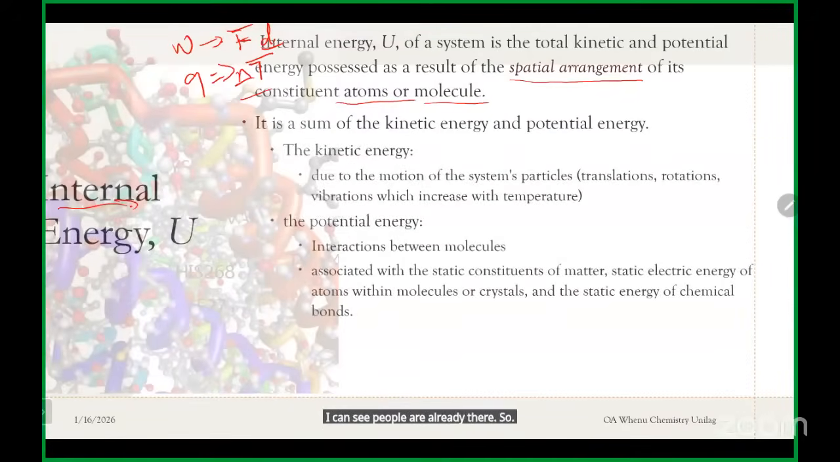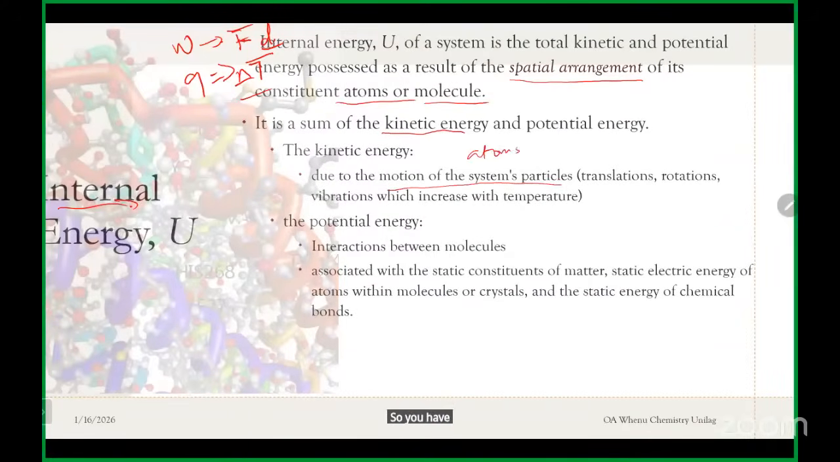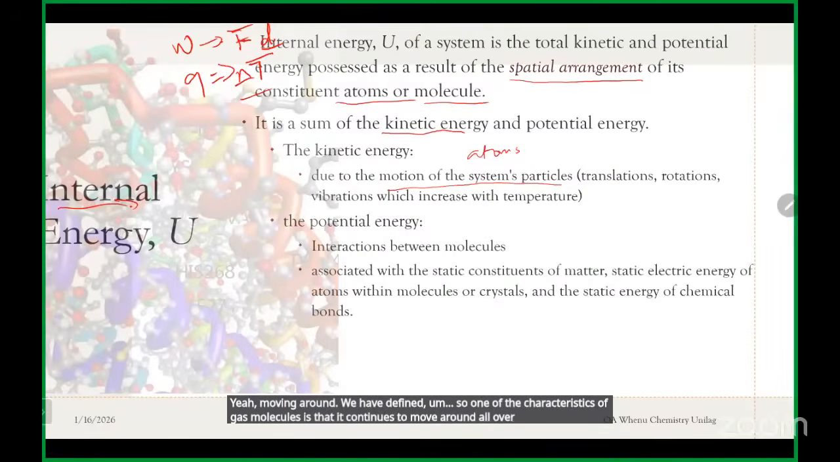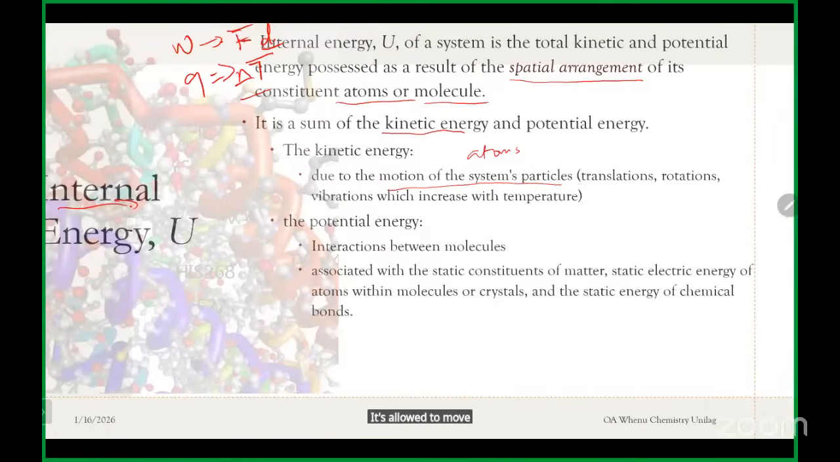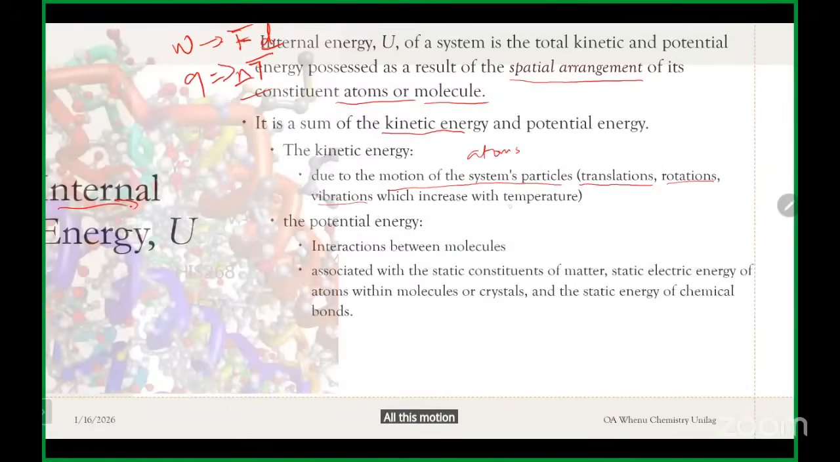So it's the sum of kinetic energy. The kinetic energy is due to the motions of the system's particles. So you have atoms that are in constant motion. One of the characteristics of gas molecules is that they continue to move around all over the place. So there is translational motion, straight line motion; rotational motion, that's a motion about an axis within the molecule; then vibrational motion, those are oscillatory motions. All this motion increases with temperature. So internal energy also increases with temperature.